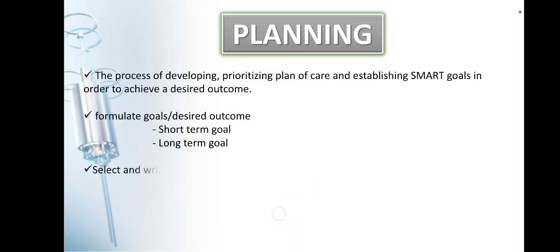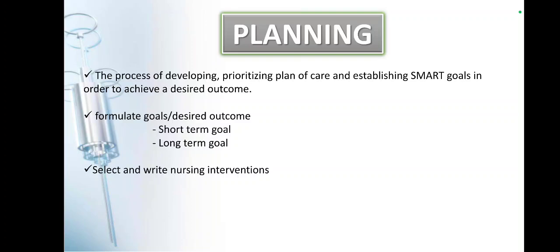Okay. So, now let's proceed to your planning phase. The planning phase is the process of developing and prioritizing a plan of care and establishing SMART goals. So, what's this mnemonic SMART goals? S stands for specific. So the goal that you have should be specific. It should be measurable. So you have a standard to measure the improvement of the patient.